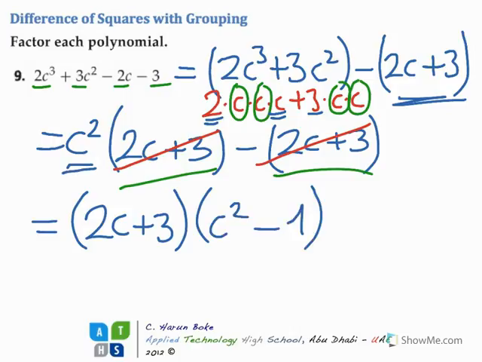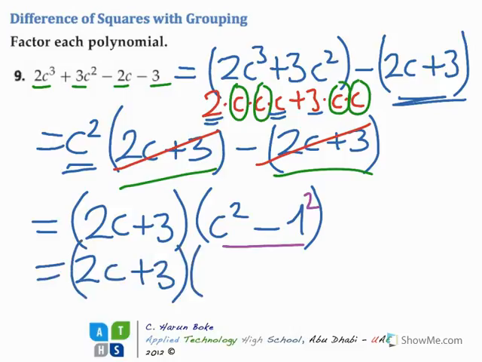minus 1. Now obviously you see here we have c squared minus 1, which is actually a difference of squares. So we have to factor this too. It will be 2c plus 3 here. On the other hand, I will have c minus 1 times c plus 1. This is how I factor this polynomial, by using the grouping method first and then factoring the difference of squares.